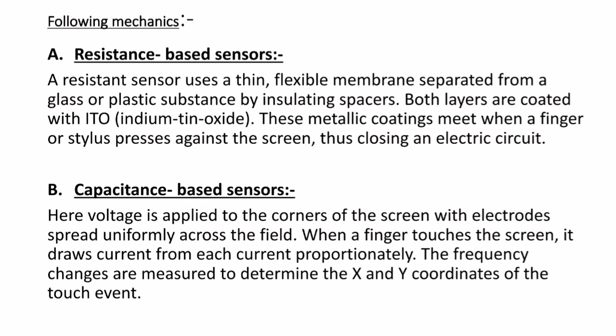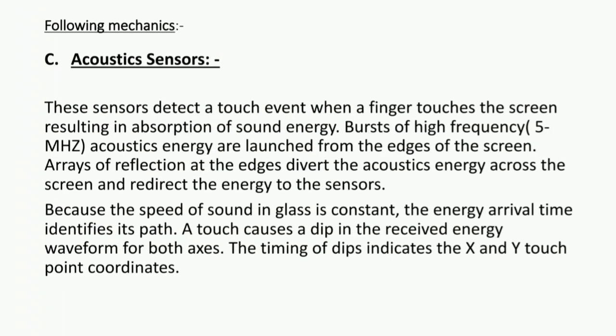The second part, that is the capacitance based sensors. Here voltage is applied to the corners of the screen where electrodes spread uniformly across the field. When a finger touches a screen, it draws current from each corner proportionately. The frequency changes are measured to determine the x and y coordinates of the touch event. The third part is the acoustic sensors.